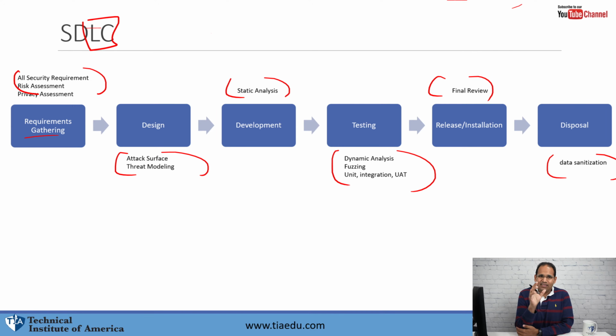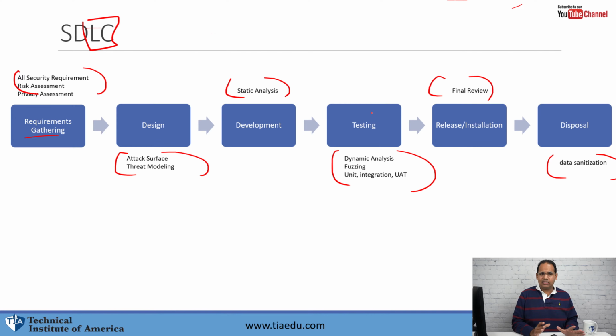Once they have finished deciding how to build the software, then they're going to develop the software. So they design it, then they're going to develop it. Developing is what? Coding it. Once they code it, then they're going to test it.